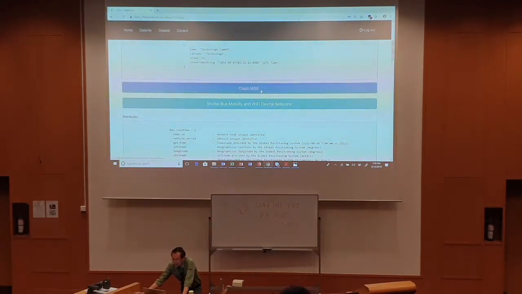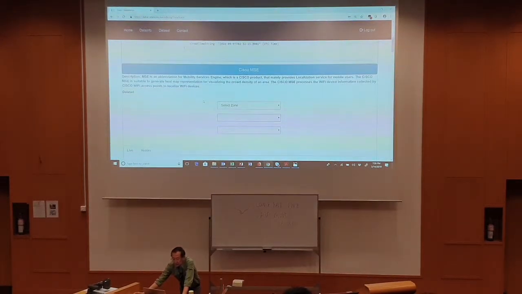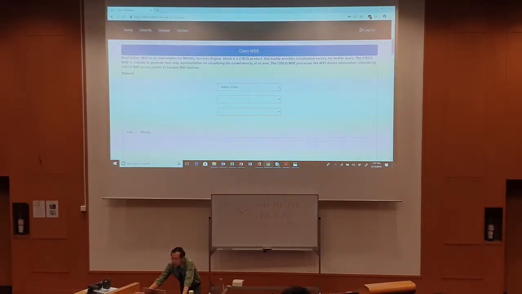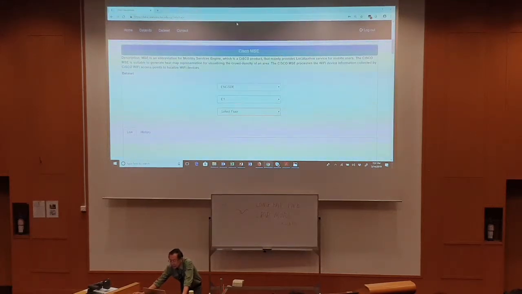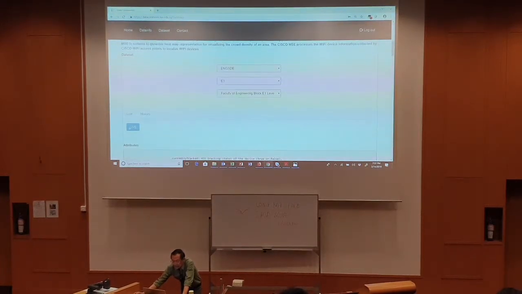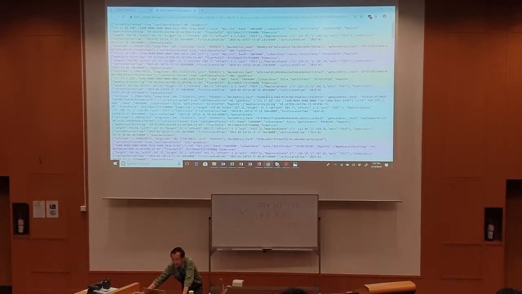This one is the Wi-Fi device detection across the campus. So let's say we are in engineering, SDE, and you want to go to E1, say, and select floor 6. Click live, this is right now. These are all the devices that are detected.